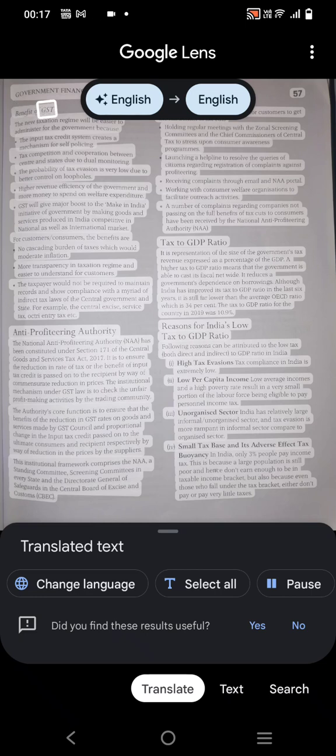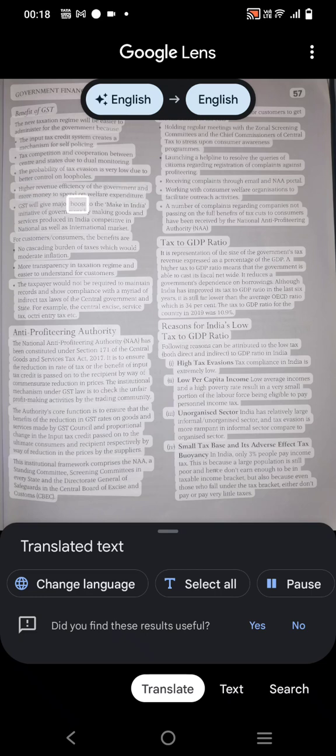Benefits of GST. The new taxation regime will be easier to administer for the government because the input tax credit system creates a mechanism for self-policing, tax competition and cooperation between center and states due to dual monitoring. The probability of tax evasion is very low due to better control on loopholes. Higher revenue efficiency of the government and more money to spend on welfare expenditure.